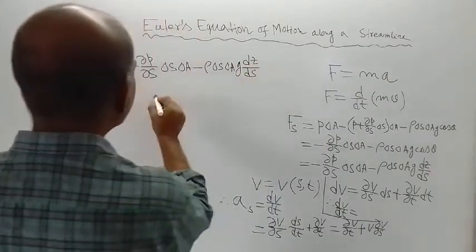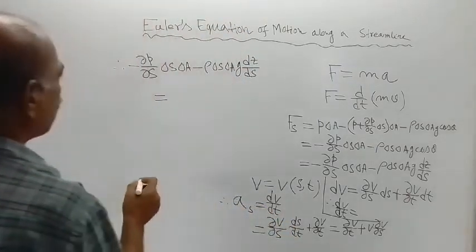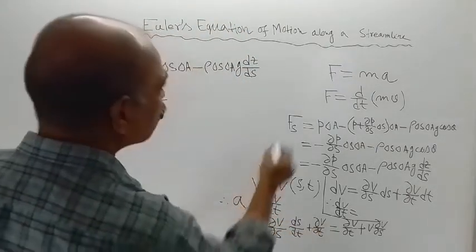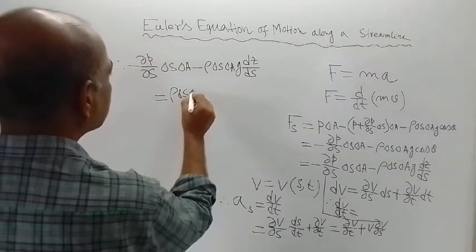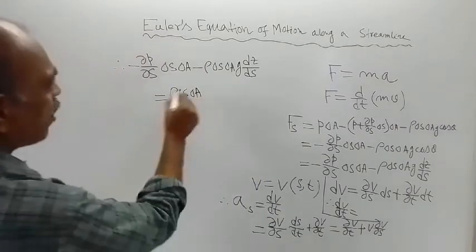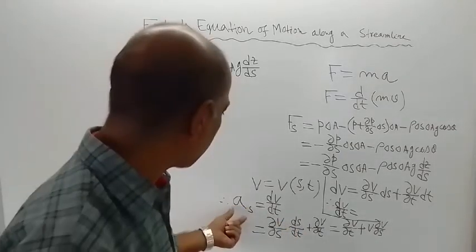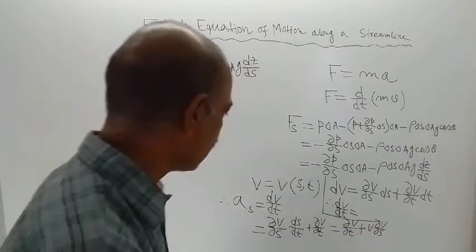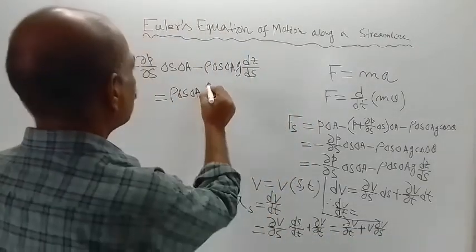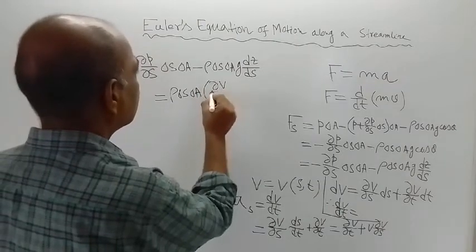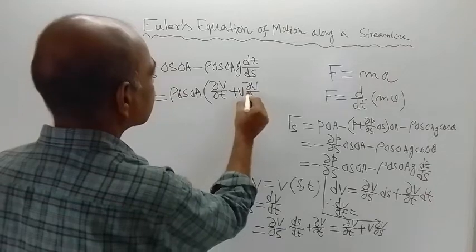And this is equal to this acceleration into mass. Mass is rho into delta s into delta a. This is the mass of the fluid element, multiplied by this acceleration: ∂v/∂t plus v ∂v/∂s.